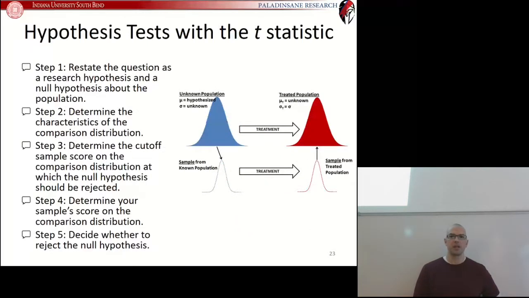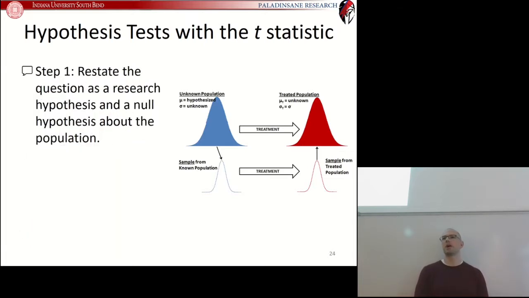So this time we're going to do that exact same experiment. However, we're going to be using SPSS. Even though we're using SPSS, the 5-step hypothesis testing procedure stays the same. And some of these things we actually cannot do with SPSS. For example, step 1, restate the question as a research hypothesis and a null hypothesis about the population. SPSS will not do this for us. We still have to do this on our own.